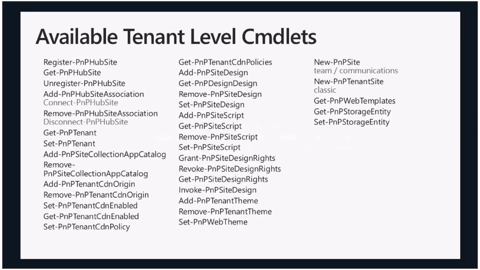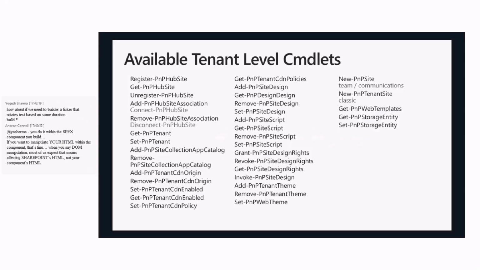And all the commandlets are there. So for hub sites and associate and hub site, now you see there's a little grayed out there. It says connect PnP hub site and disconnect PnP hub site is grayed out. And that's because the SPO management shell, they renamed the commandlets. They were first called connect SPO hub site and disconnect SPO hub site, but then they renamed them to add PnP hub site association. So we also made that change in the PnP one.